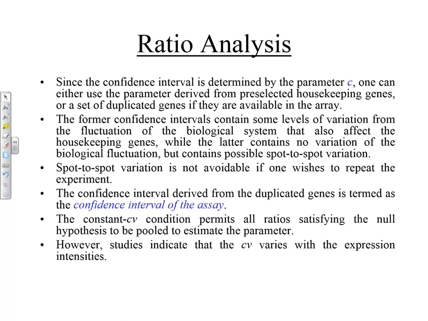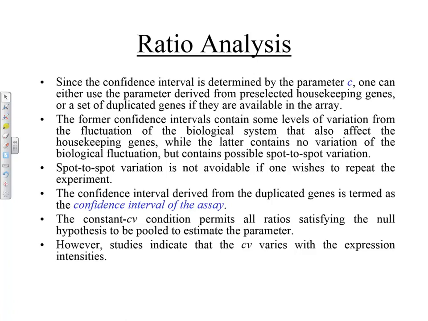Now, since the confidence interval is going to be determined by that parameter C from the density function, one can either use the parameter derived from preselected housekeeping genes or a set of duplicated genes, if they are available in the array. If you're using housekeeping genes, the confidence interval will contain some variation from the fluctuation of the biological system that also affects the housekeeping genes, because from one experiment to the other it's a different system. In theory the housekeeping genes shouldn't be affected, but there might be some effect, so you will observe some confounding factors.